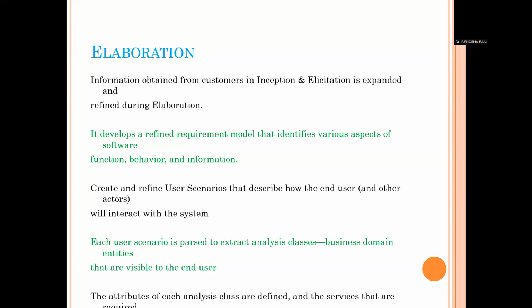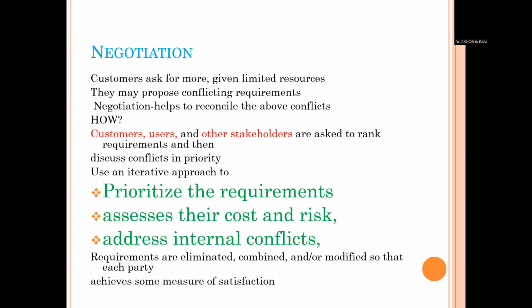Actually, elaboration is the task after we get the information from the user during the inception and elicitation, and it is expanded and refined in elaboration. The main task of elaboration is developing a refined model of software engineering using the functions, features, and constraints of a software. Next, we'll try to see the negotiation.